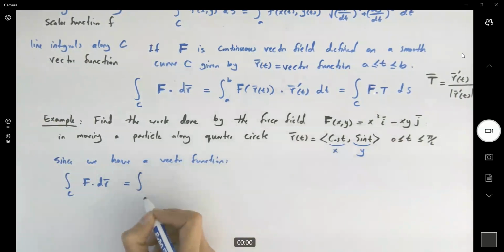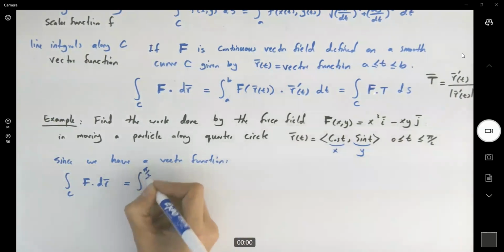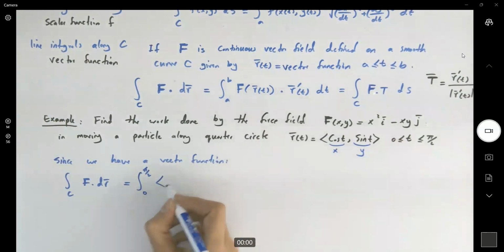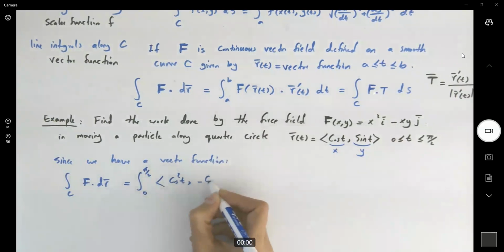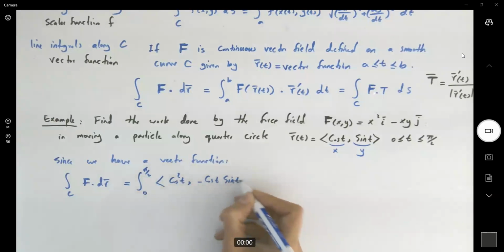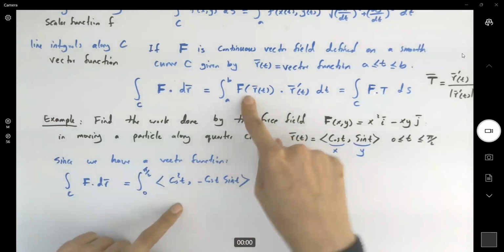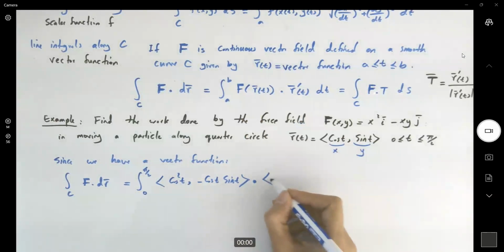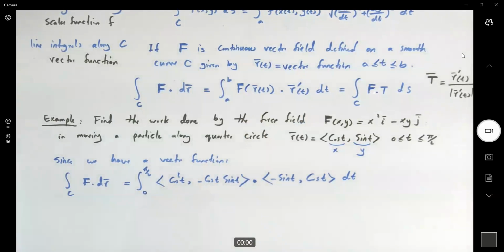It's going to be the integral. Well, here I have my t bounded between 0 to pi over 2. And if I plug in this guy here, I have cosine squared of t, comma, negative cosine t, sine t. This is my f of r(t), dot r prime of t. r prime is going to be negative sine t and cosine t, dt. Very good.